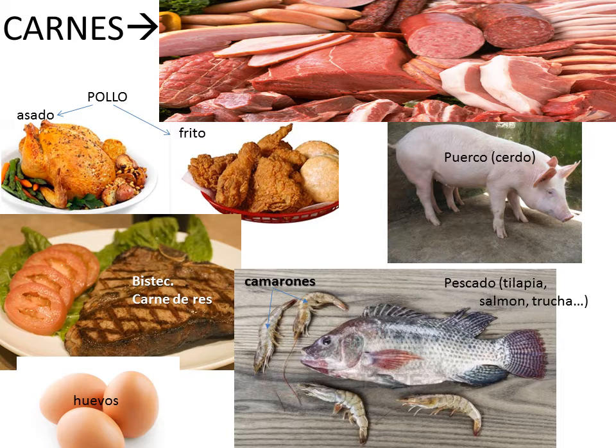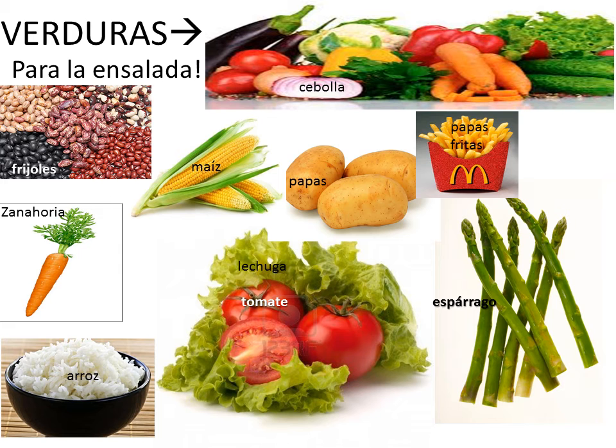And then you have seafood, like the common one is fish, pescado. And of those we have tilapia, salmon, trucha, etc. And we have eggs, huevos. We also have vegetables or verduras para la ensalada, for example.